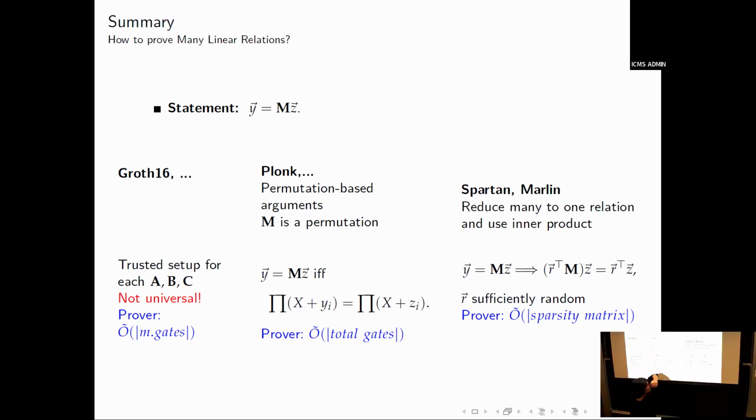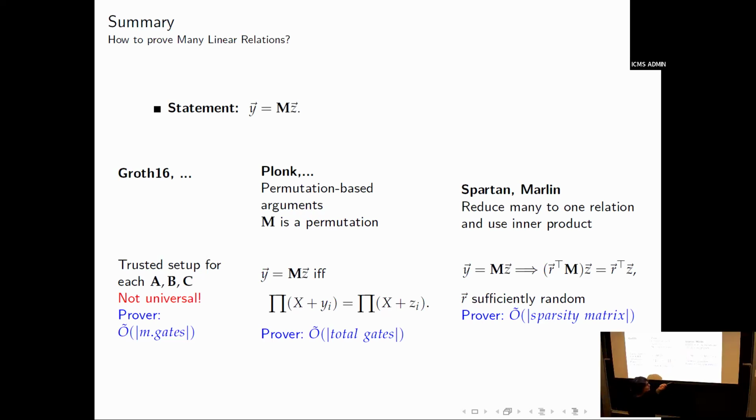Finally, I put Spartan here just because it's a similar thing, but based on multivariate polynomials, but feel free to ignore. One thing is that because Plonk has to move away from R1CS, they need to write everything as permutations. They get a prover that depends on the total number of gates, including additive gates. So they no longer get additive gates for free.